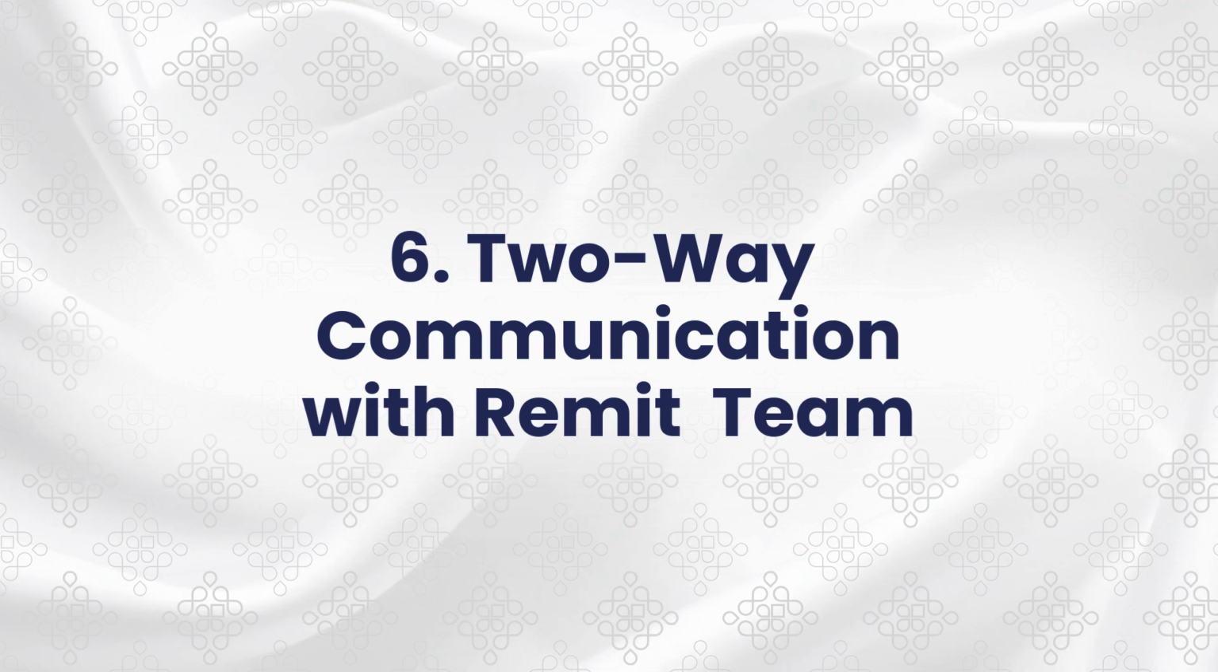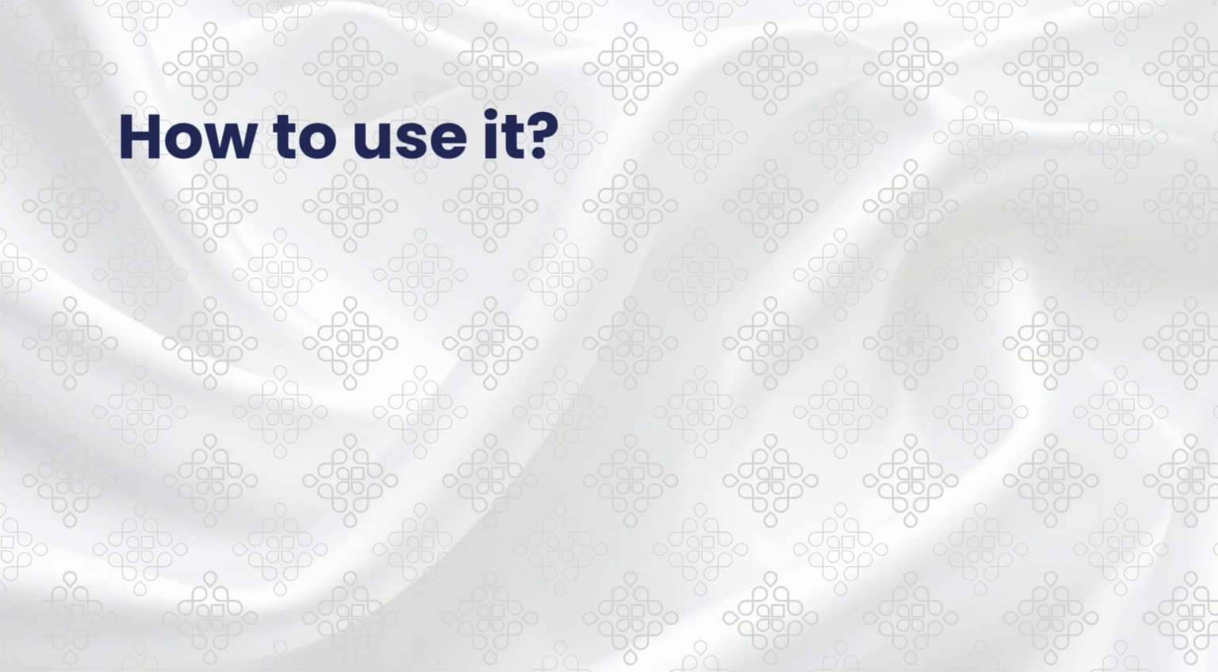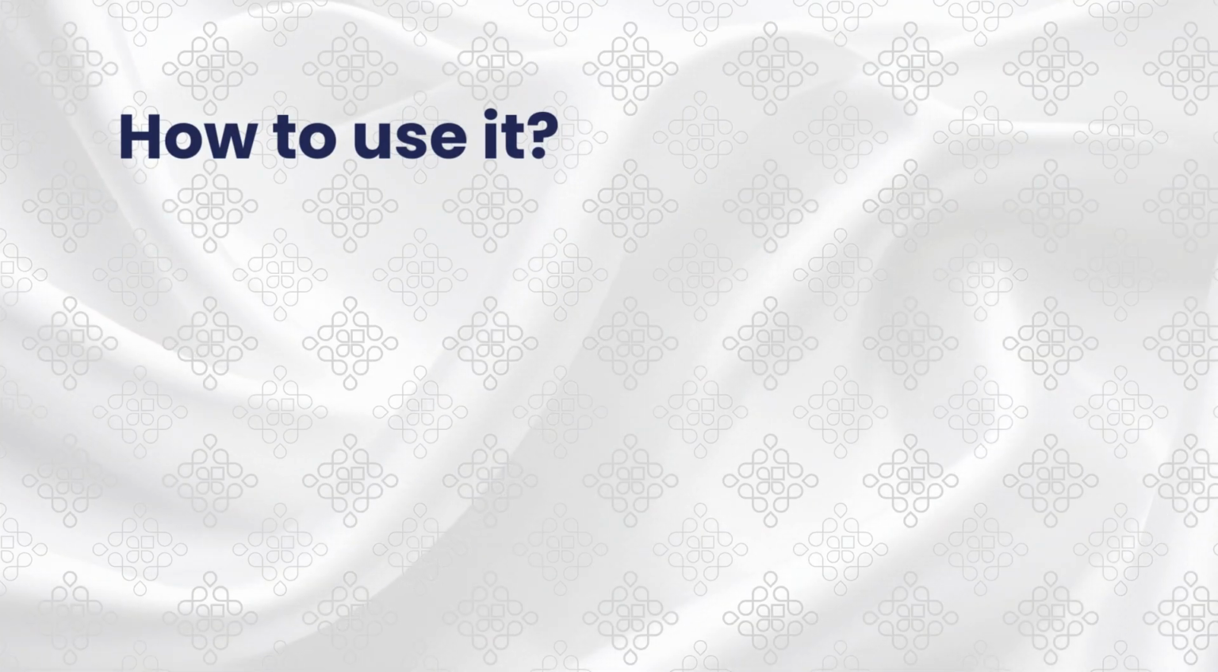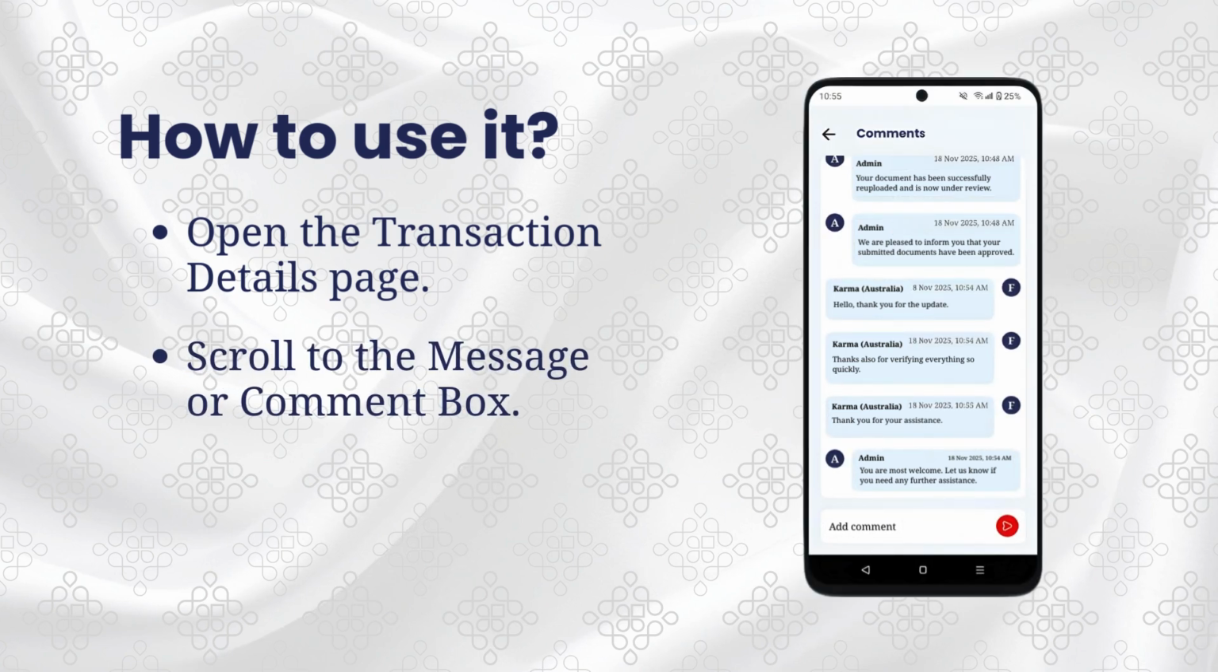Some transactions may require clarification or additional information. For this, the system includes a two-way message feature. To use the two-way message feature, open the transaction details page. Scroll to the message or comment box. Type your message and send it.